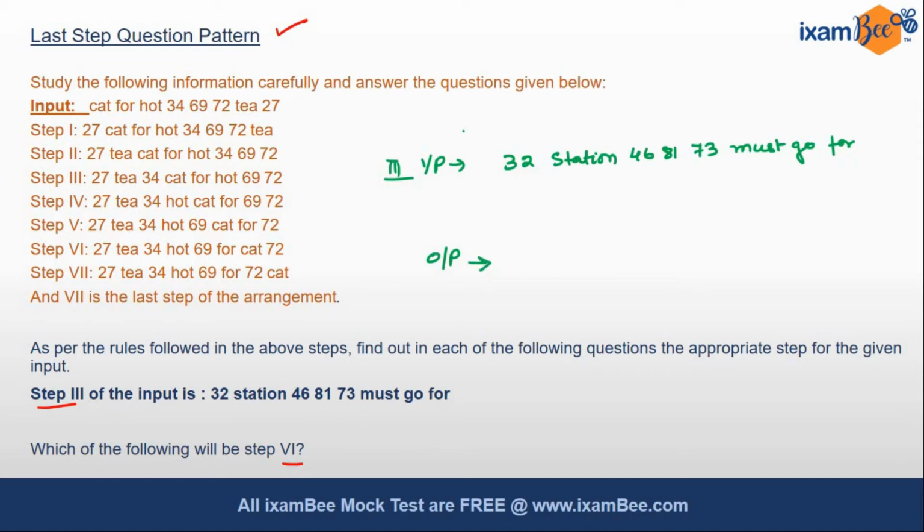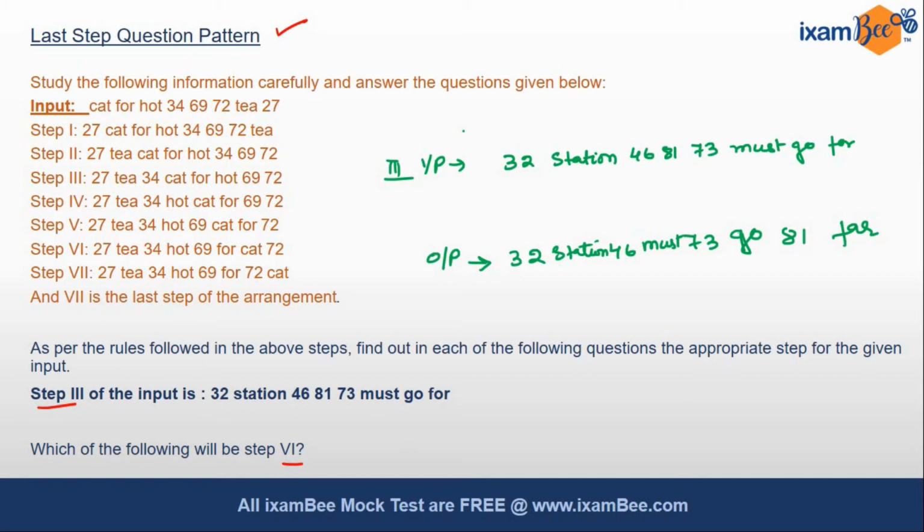So we have to arrange quickly the numbers. It would be 32 space 46, 73 and 81, since they have to be arranged in the ascending order. Our alphabets would be station, must, go and far.